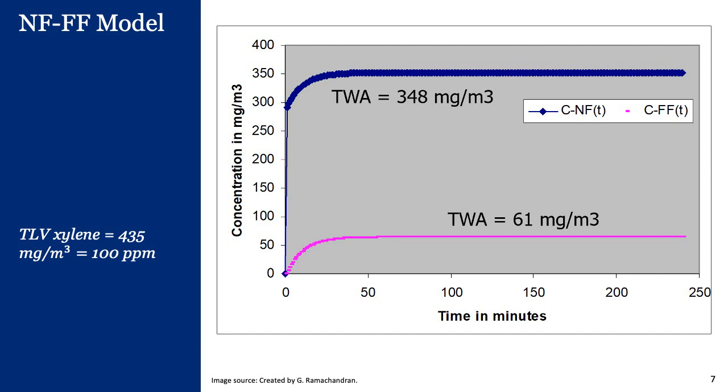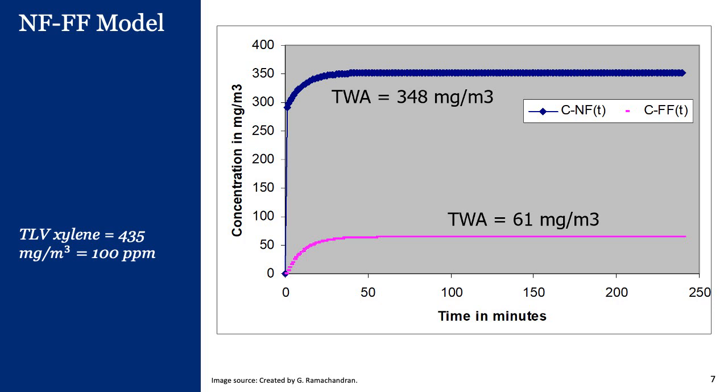We can plug these into the near field, far field model, and we get, for the far field, the same steady state concentration, 61 milligrams per cubic meter, that the well-mixed room model predicted. But in the near field, we get a much higher concentration of 348 milligrams per cubic meter. So now this near field concentration, it's getting up there. It's getting close to the threshold limit value, or TLV, for xylene of 435.